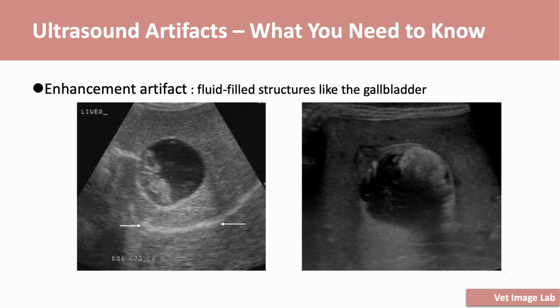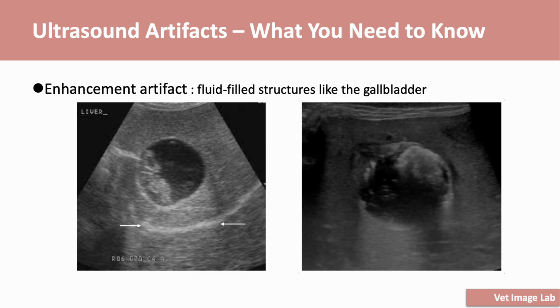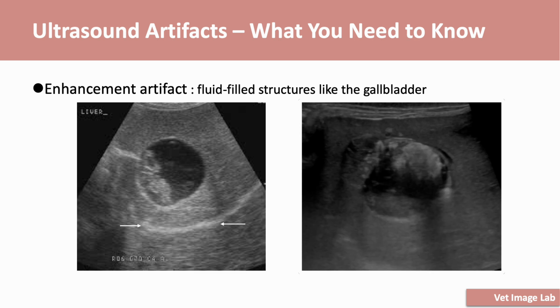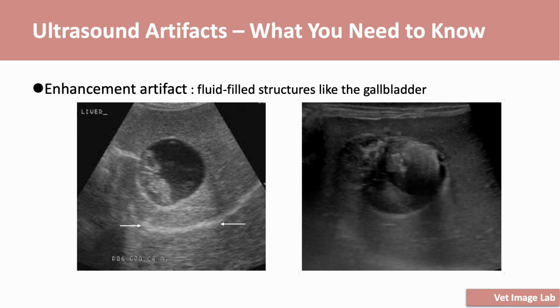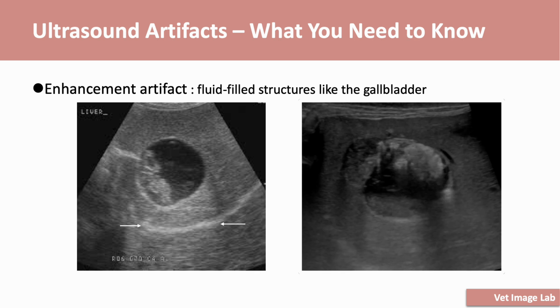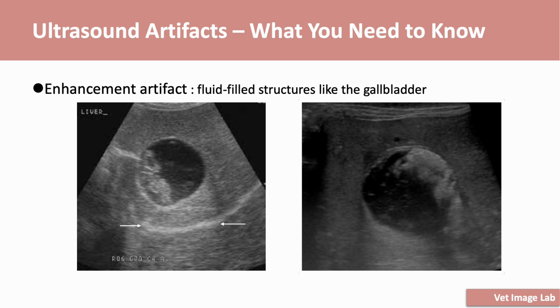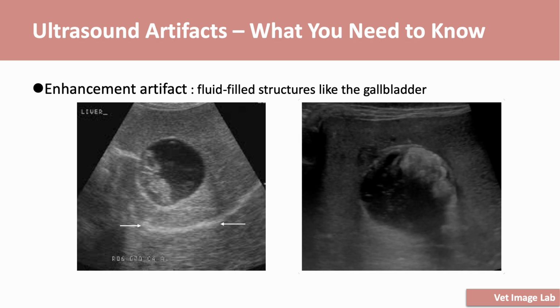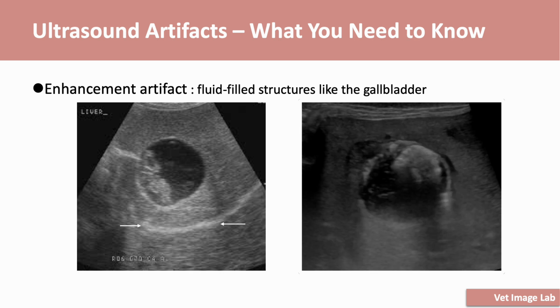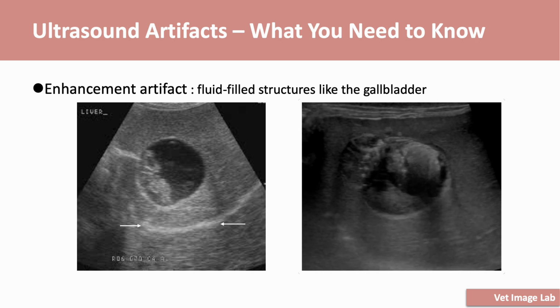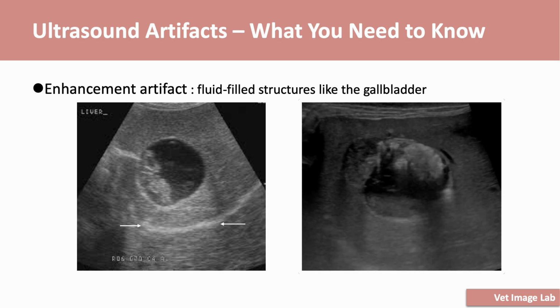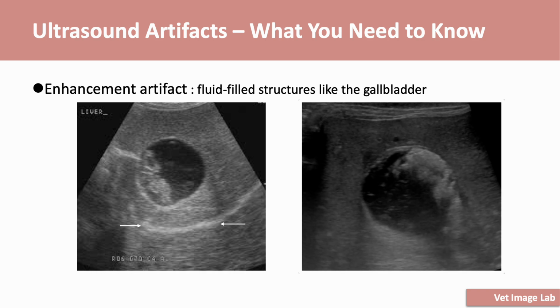Enhancement artifact occurs when ultrasound waves pass through a fluid-filled structure, such as the bladder, gallbladder, or a cyst. Since fluid does not significantly attenuate sound waves, more sound waves pass through, resulting in increased brightness in the area behind the fluid-filled structure. As you can see in the image, the region distal to the gallbladder appears brighter than the surrounding liver tissue. Recognizing enhancement artifacts is helpful because it provides a key clue that the structure contains fluid. This helps differentiate cystic structures from solid masses, improving ultrasound interpretation.